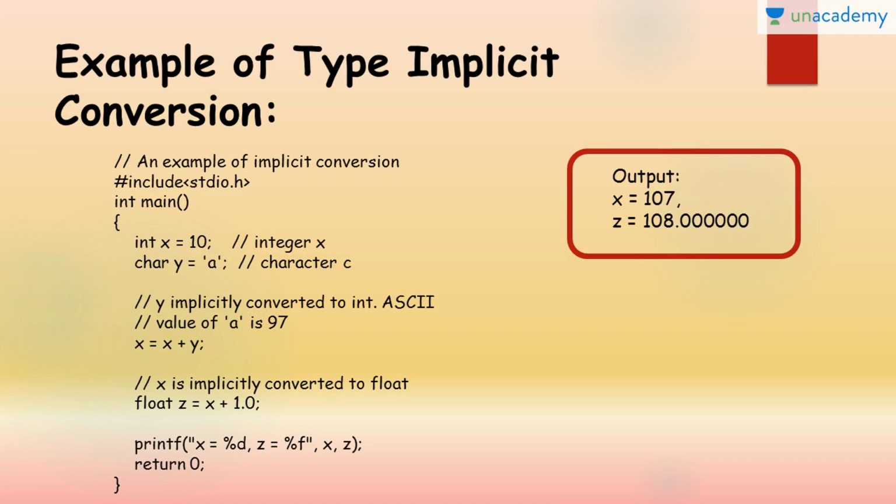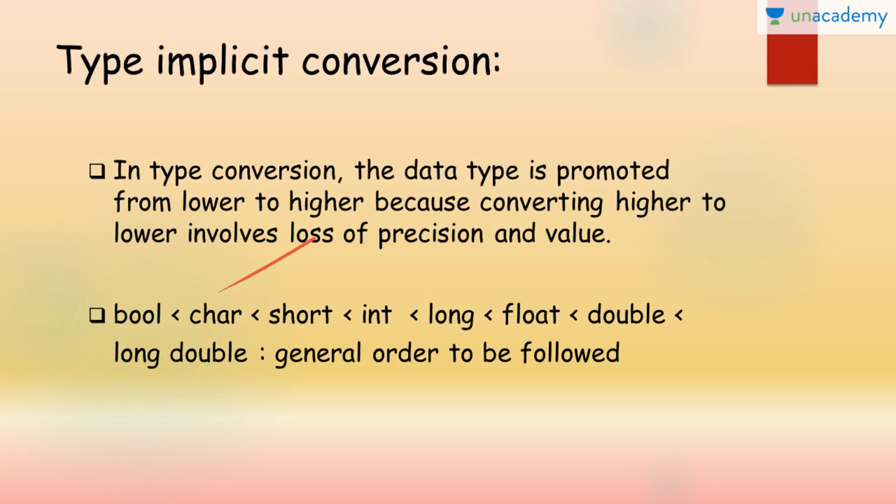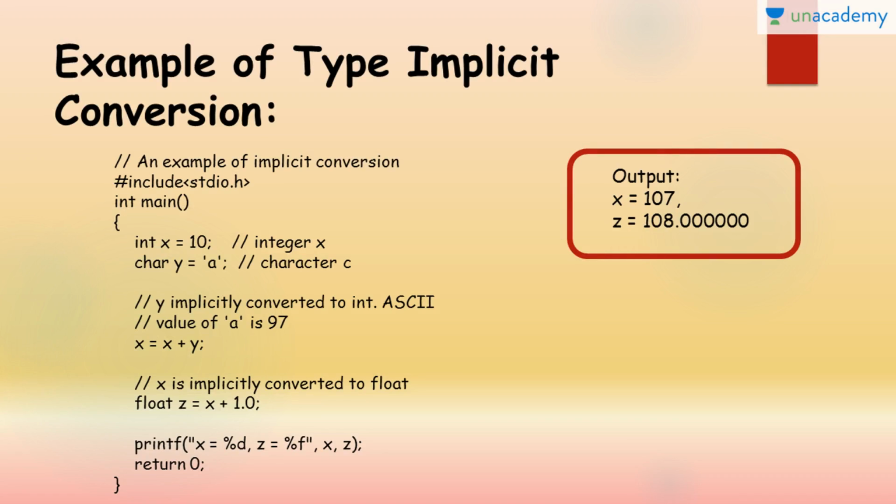Here x is declared as 10 of integer data type, and a is a character data type. a is assigned to the variable y, which is of character data type. Here x is equal to x plus y is the operation we will be doing. So here y, because it is a character and has a lower order data type compared to int, char will be converted to int. So y should be converted to int.